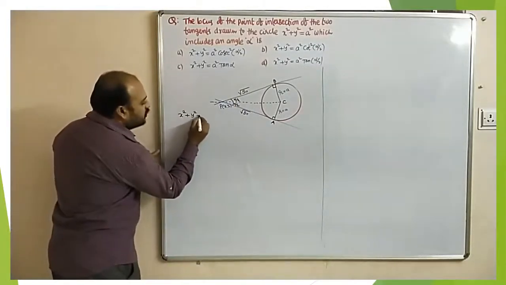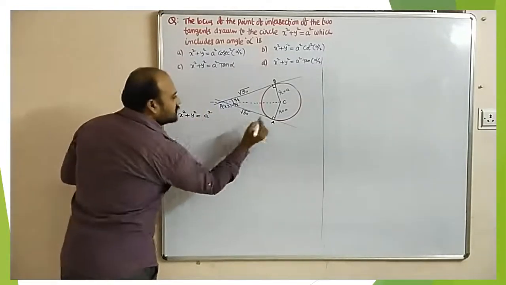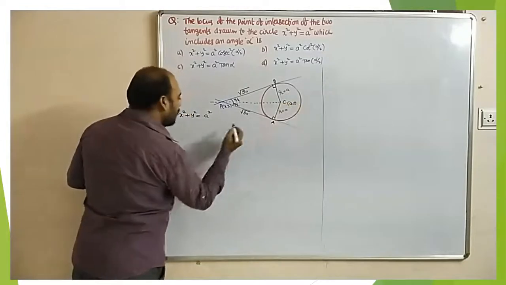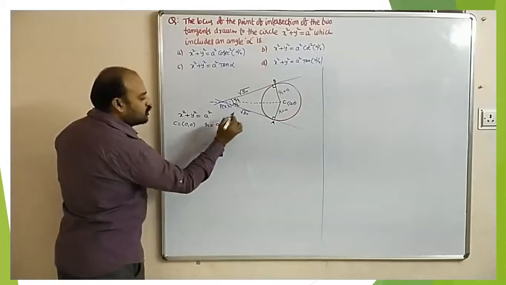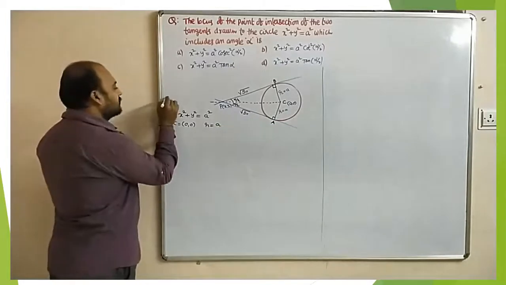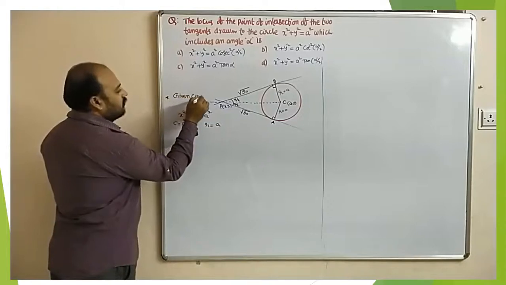Consider the circle x square plus y square equal to a square, whose center is 0, 0 and radius is a. R is equal to a. So the center is 0, 0 and R is equal to a. So this is the first point, the given equation of the circle.